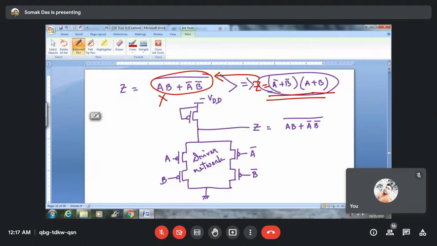So you need an inverted expression first, and then the expression which comes below the inversion bar must be realized within the driver network, so that when you get the output at Z, you get the inverted form of AB plus A bar B bar, which ultimately resembles A bar plus B bar into A plus B. Am I clear, students?